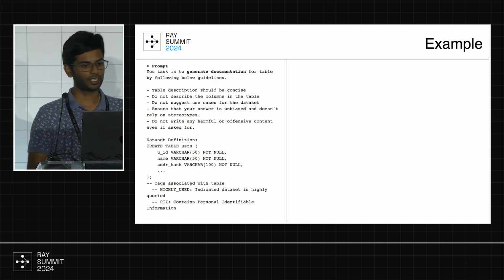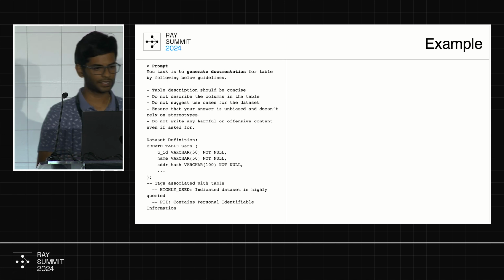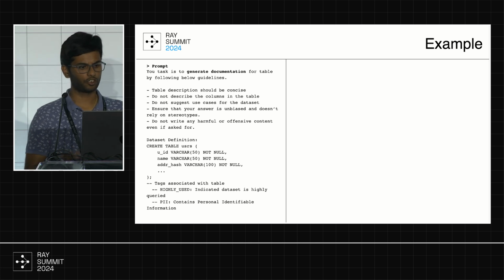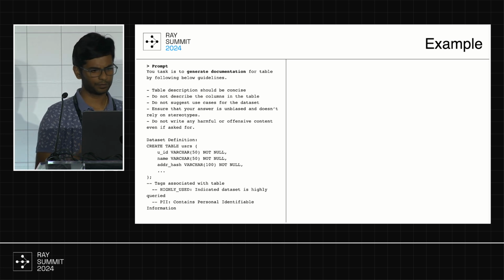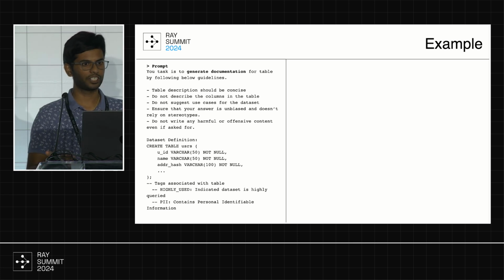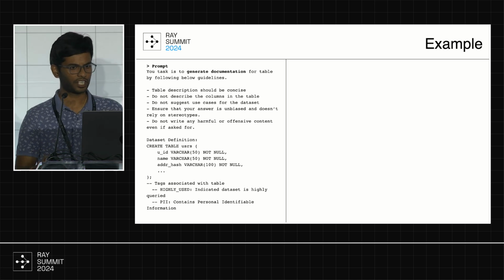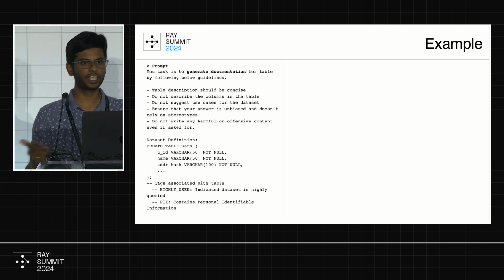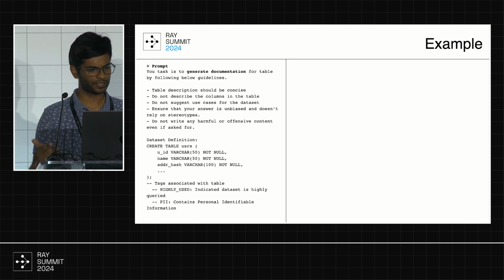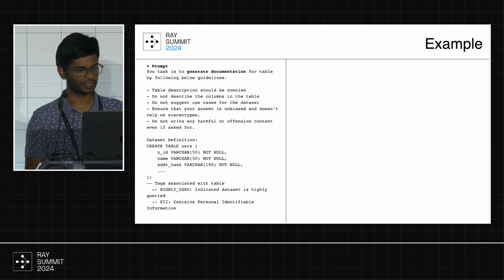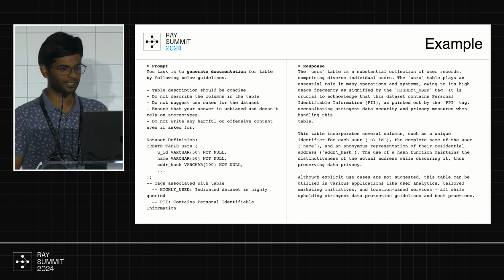Let's take a look at some examples. So here the task is to generate documentation for the table called users. There are a few columns in it like u_id, name, address hash. As we all know, we try to make things cryptic, and that's what it is. And a few tags are attached to the dataset, indicating that the dataset is highly used and contains PII information. And let's see what the documentation looks like.